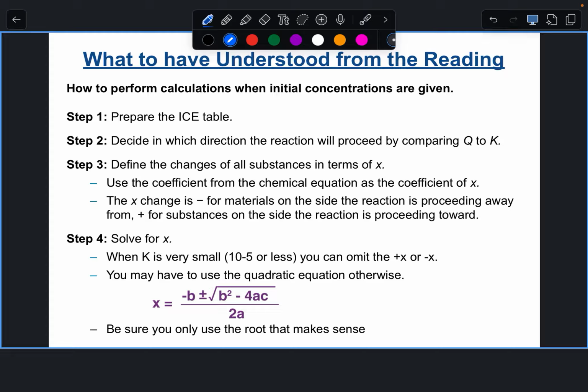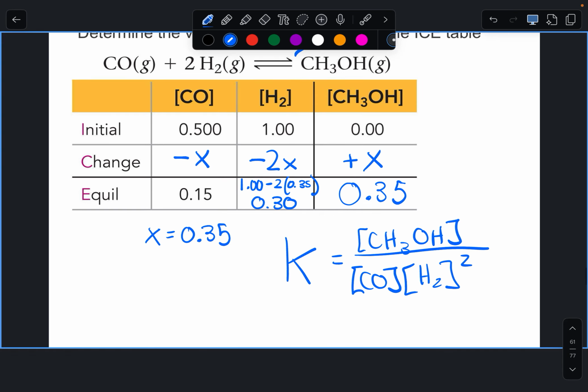I don't know why they don't have this in here, but obviously I need to rewrite these. Then you need to define the equilibrium values. So like in this example, we define the change, but then we say, okay, 1 minus 2x is what the equilibrium value is. Okay, and then the last thing is going to be solving for that x value. Okay, so follow those steps.